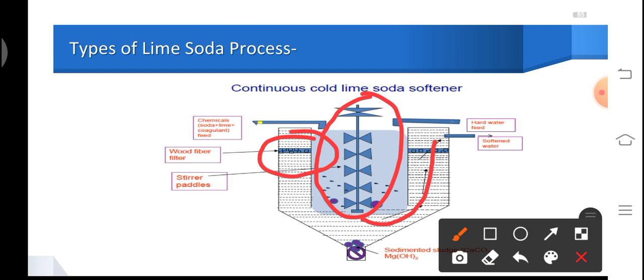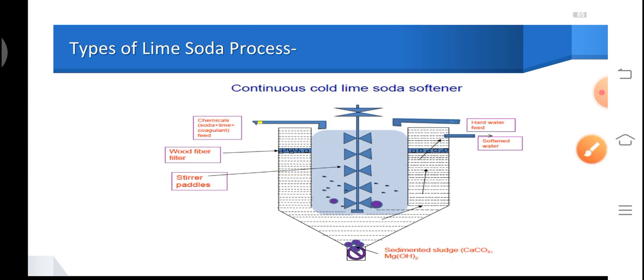You can see here there is a sedimentation column. A conical column is seen here. This conical tank, which is known as the sedimentation tank, is where the precipitate left after the reaction, in the form of sludge, is taken out from downwards. The bottom of the conical tank has an opening through which the sludge formed after the process can be removed. So this is a continuous cold lime soda softener. Here the temperature is basically room temperature.